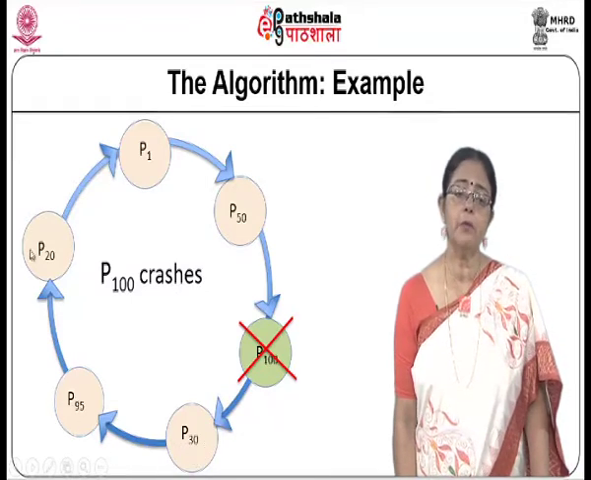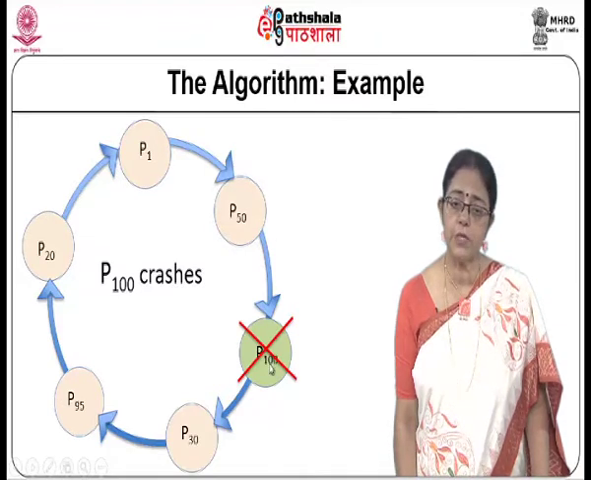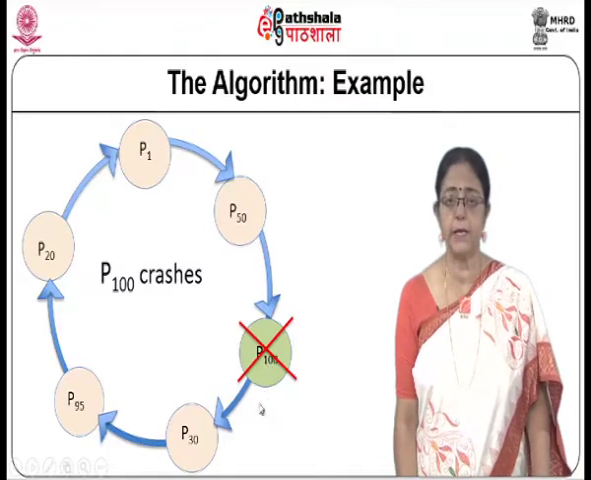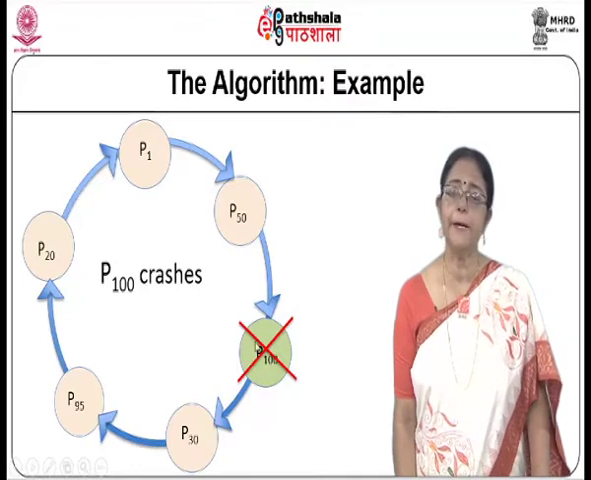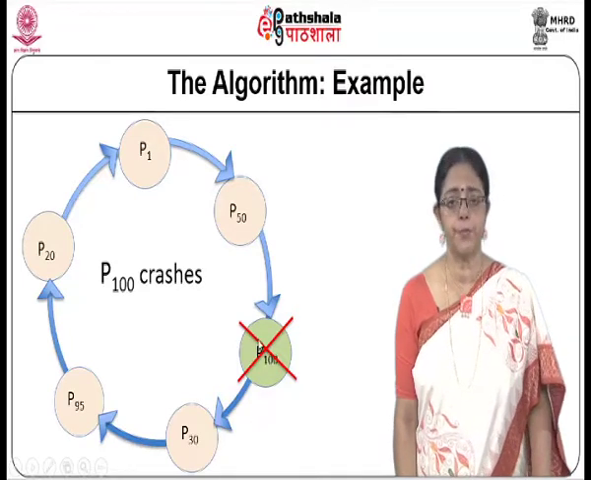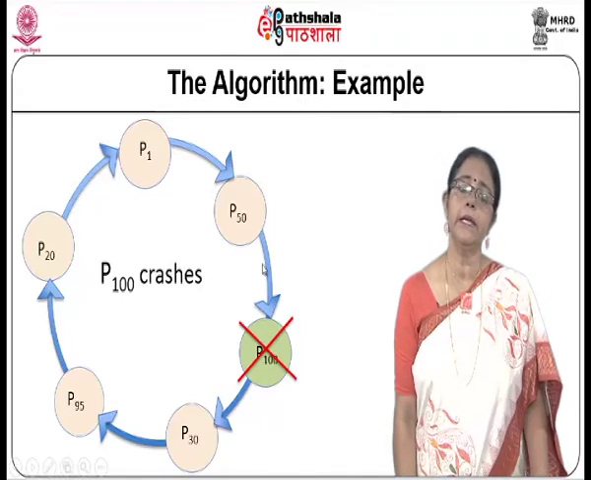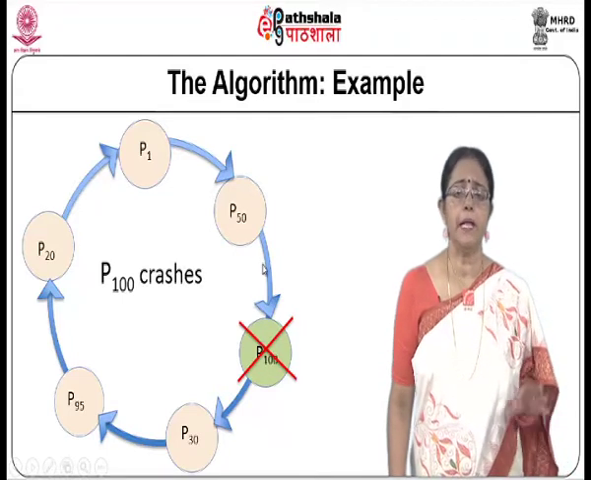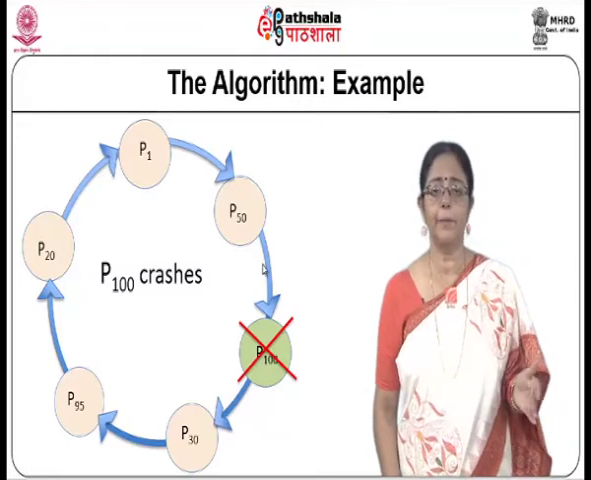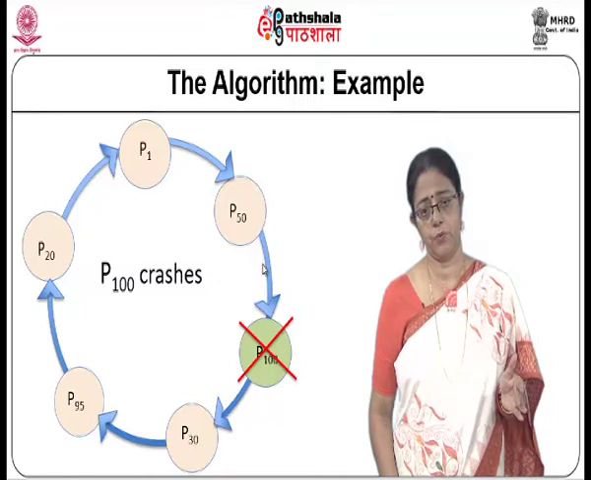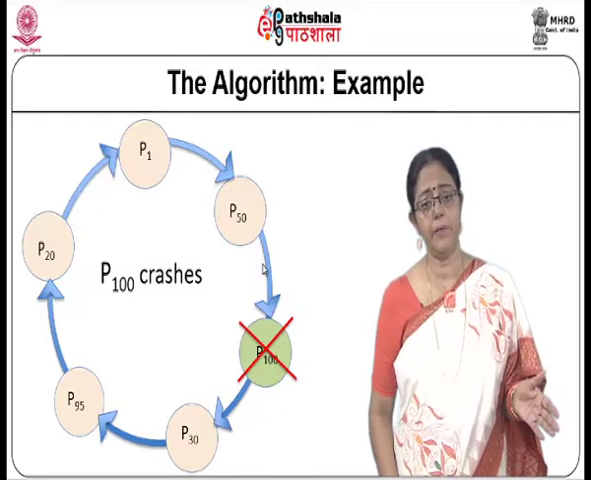So, P30 would have sent some message through the ring to the leader, which is P100. But because P100 has failed, P100 will not respond, and in a distributed system we detect failures by using a timeout. We have already seen how the timeout works. We set a timeout limit.